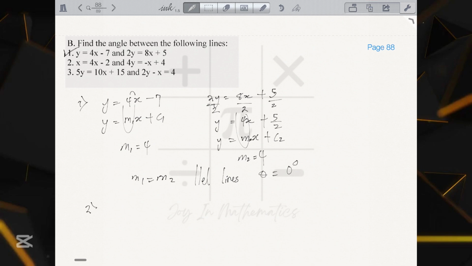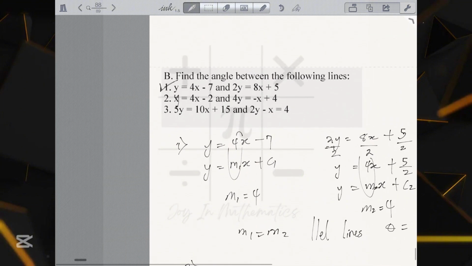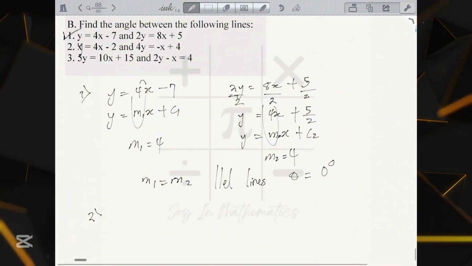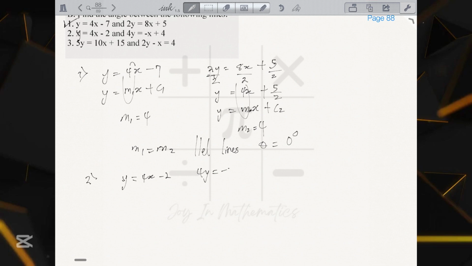This should be y. y is equals to 4x minus 2, and likewise we have 4y is equals to minus x plus 4. So let's solve this together now. The first thing to do is to bring it in the order of y is equals to mx plus c. So for this, we have to divide all through by 4.